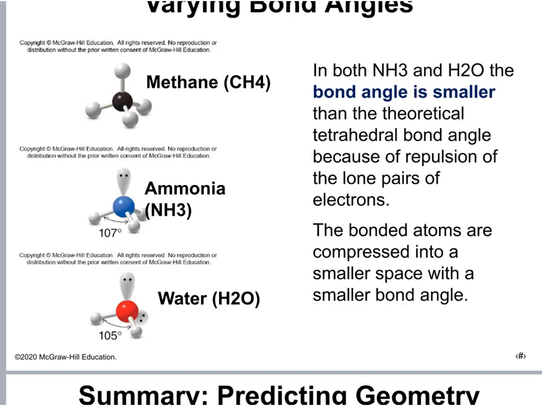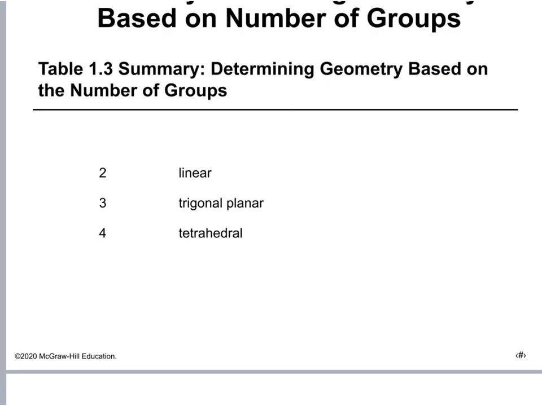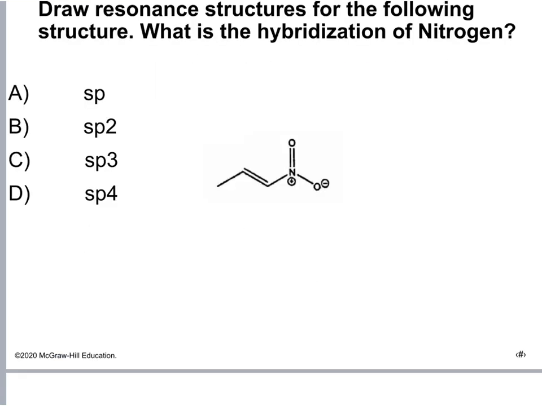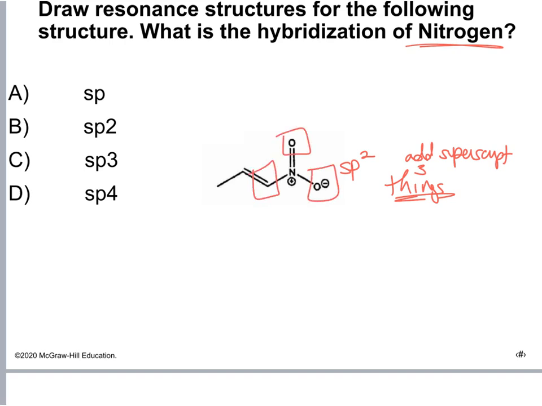So here are some examples, and this should be reviewed. Okay, what's the hybridization of nitrogen? 1, 2, 3. So sp2, because you add your superscripts. Okay, so there are three groups on nitrogen. 1, 2, 3. So you add your superscripts. That's sp3. Hybridization sp3 is tetrahedral, if you asked for geometry.